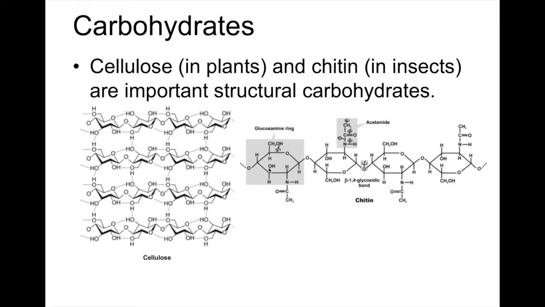Chitin we find in the exoskeleton of insects, of spiders, of crustaceans. It's a very hard substance, also very hard to digest. Very few animals can actually digest chitin, although there are bacteria that will.